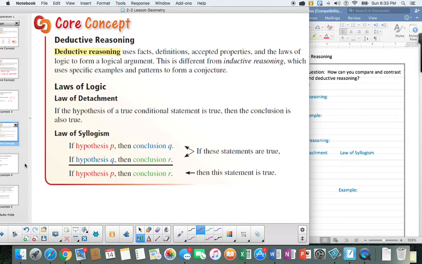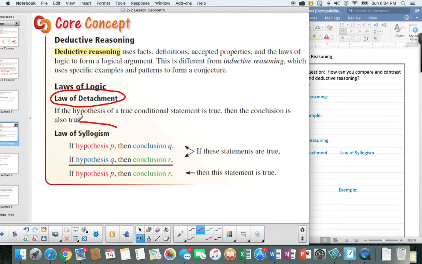Okay, let's go into deductive reasoning. That's the second type of reasoning, and that's the kind of reasoning we use a lot of in geometry. We're going to use facts, definitions, accepted properties, and laws of logic to form a logical argument. And this is different from inductive when we're just looking at a pattern. Okay, the first law that we're going to use is law of detachment: if the hypothesis of a true statement is true, then the conclusion is true.